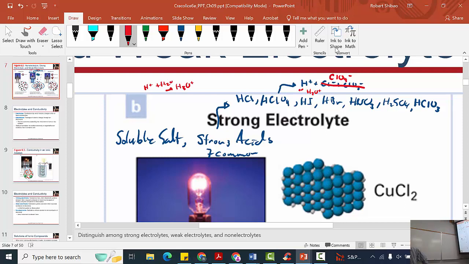So if I had a solution of HCl, will it light up the light bulb? A solution of all these should light up the light bulb pretty brightly.